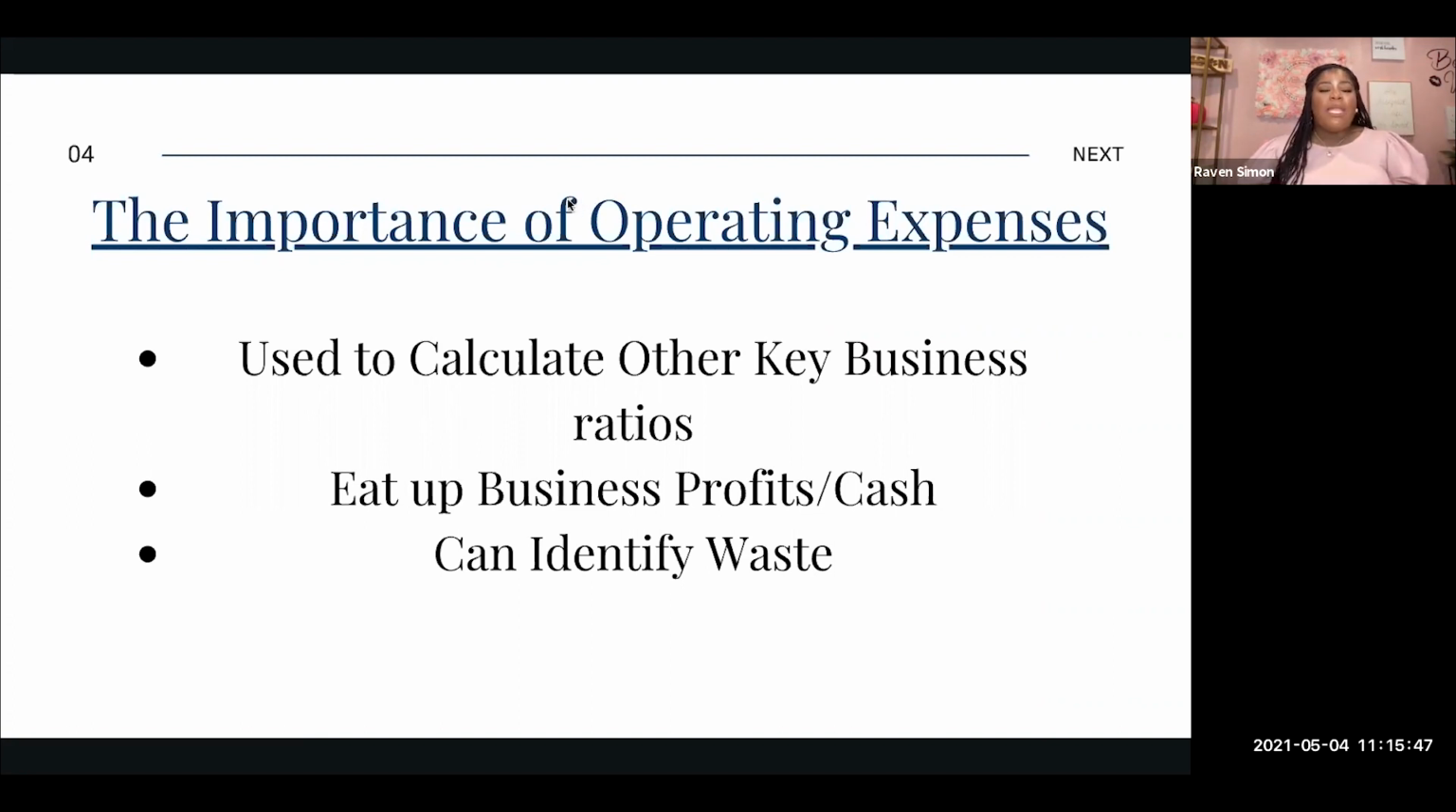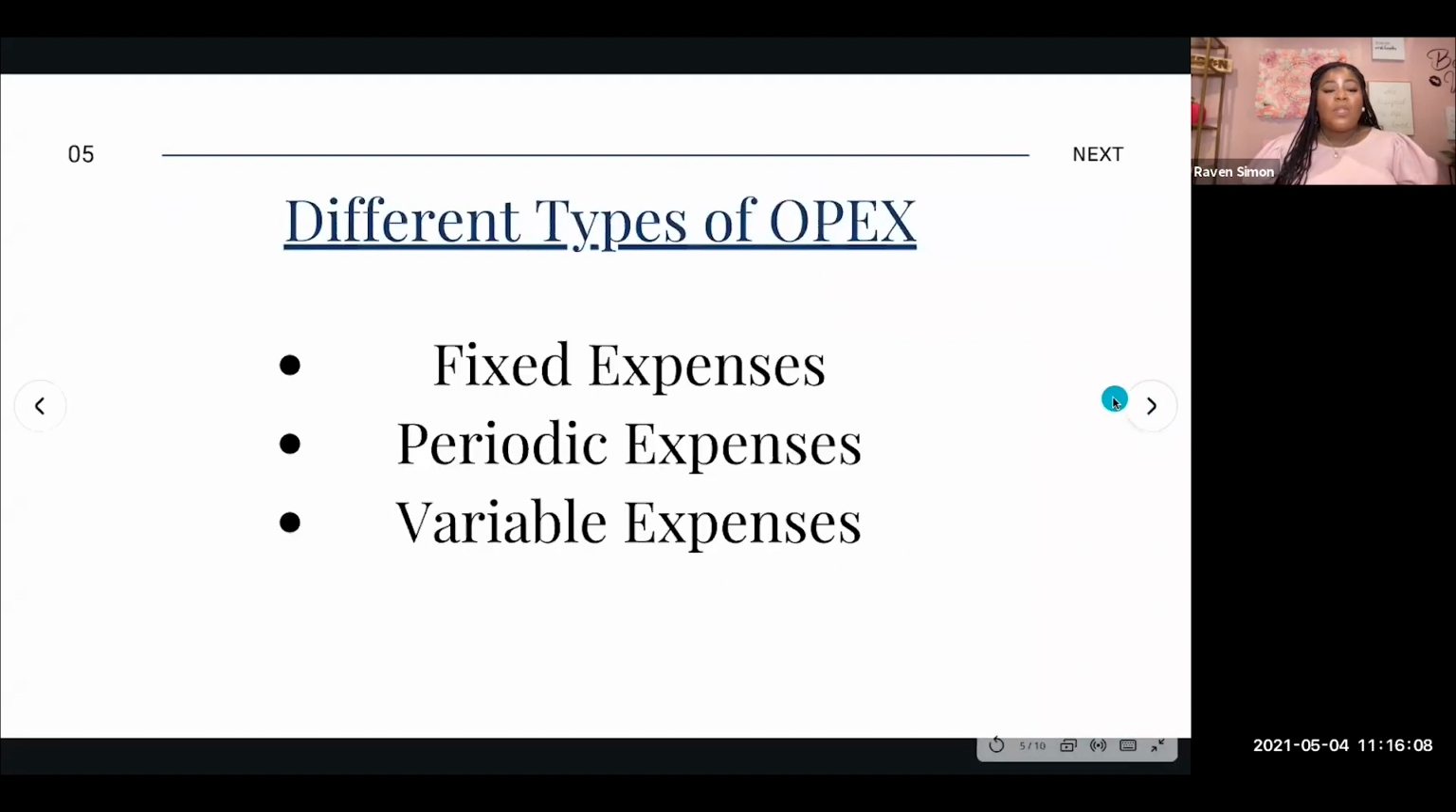So operating expenses, doing the analysis around it, using the formulas to calculate even the operating expenses or the operating expense ratio, it will help you when you have leakages in your business. So that's another reason why it is so important to make sure you keep an eye on these types of expenses. So now we're getting into the nitty gritty, the different types of OPEX. So again, OPEX is operating expenses. So let's go to the first one.